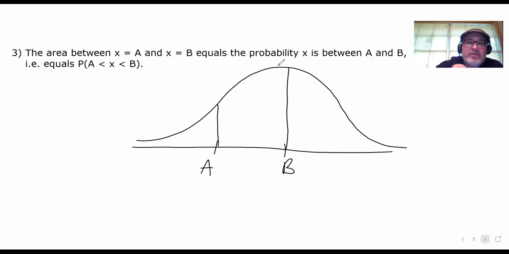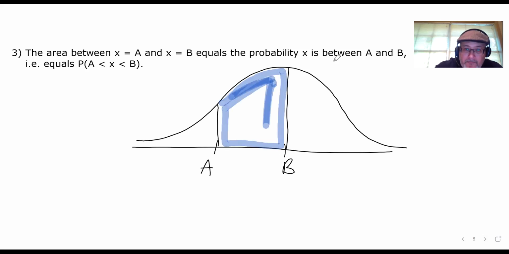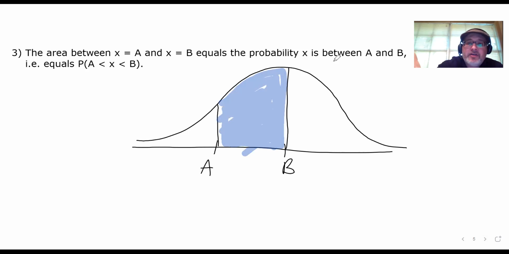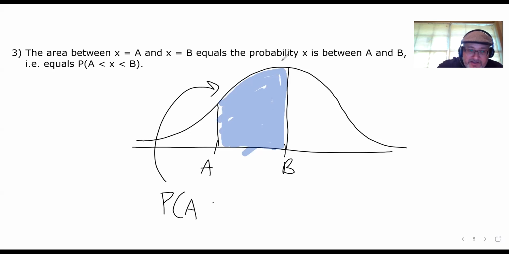But if we have two values and it cuts off a middle area, we'll label this one blue. There we go. Okay, so I didn't stay in the lines, sue me. Then that area tells us the probability that A is less than X is less than B. In other words, if we pick some random number, then the probability it's going to be between whatever A and B is going to be this middle area.